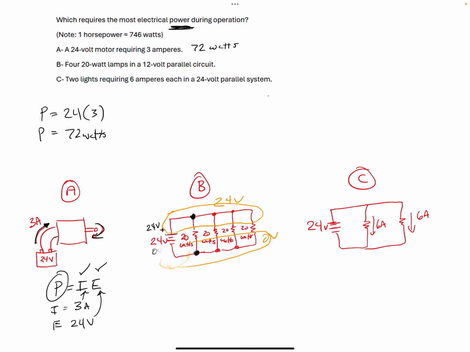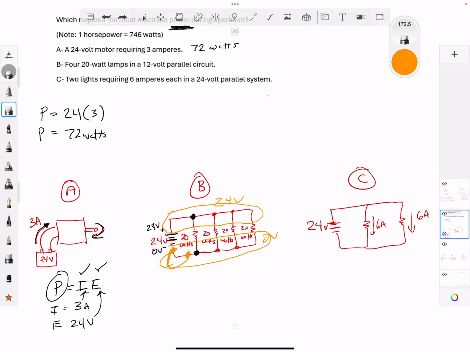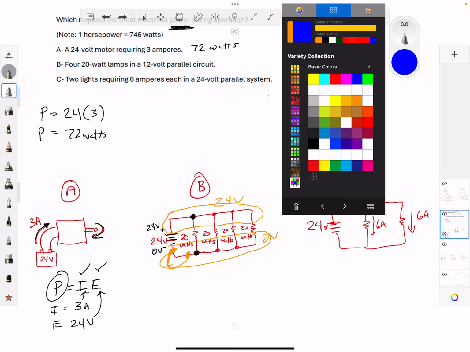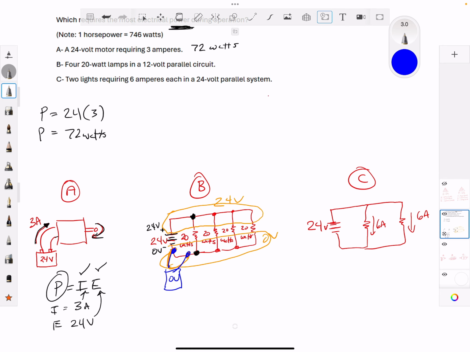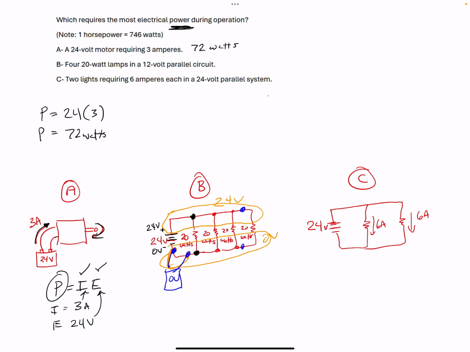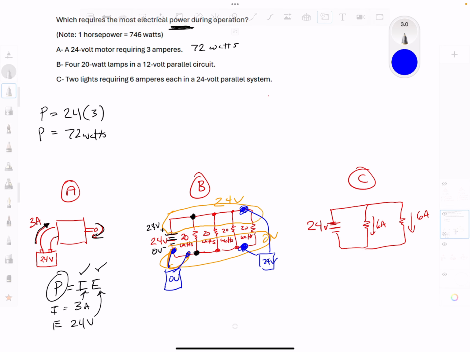So if I put my multimeter in these two spots here, here, and here, my multimeter will read 0 volts because there's 0 volt difference between these 2 points. Again, if I then put my multimeter here and here, my multimeter will read 24 volts because there's 0 volts down here, and 24 volts up here.